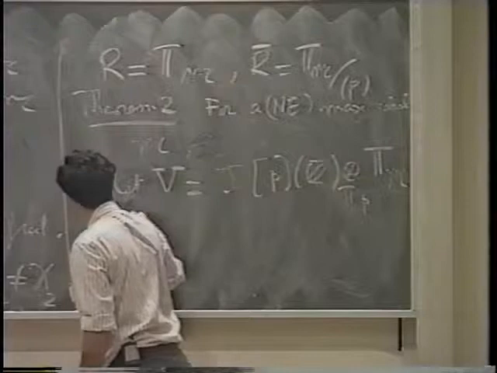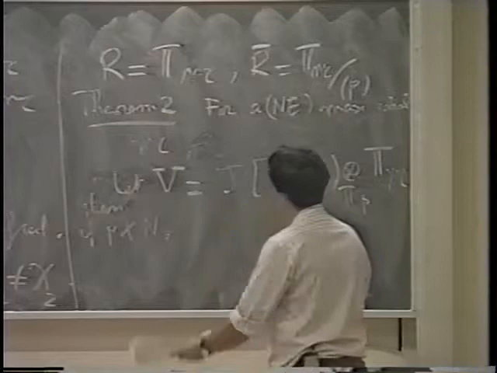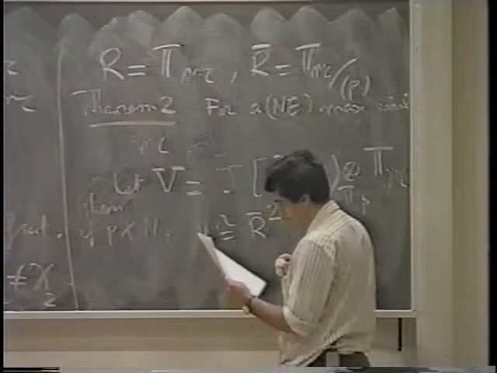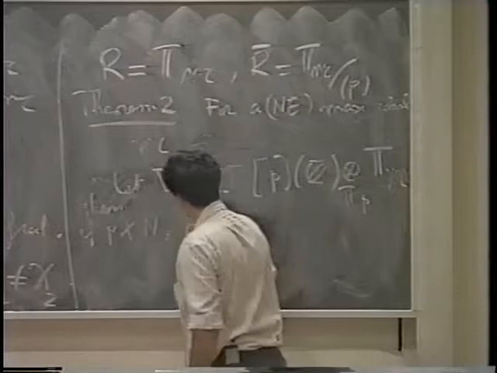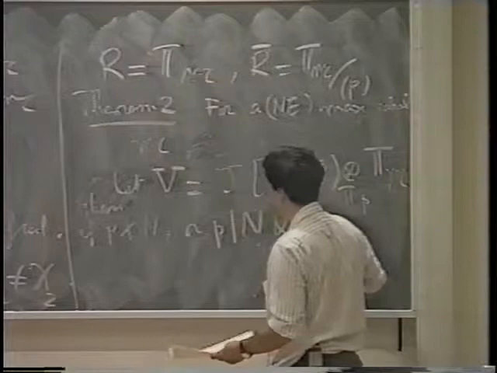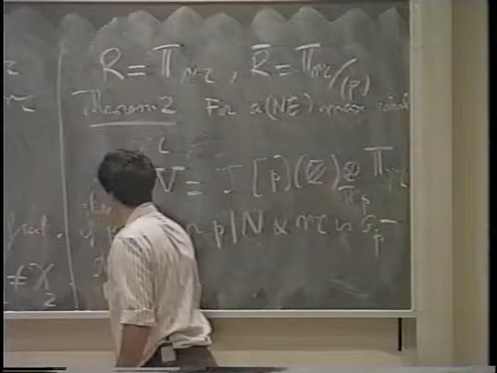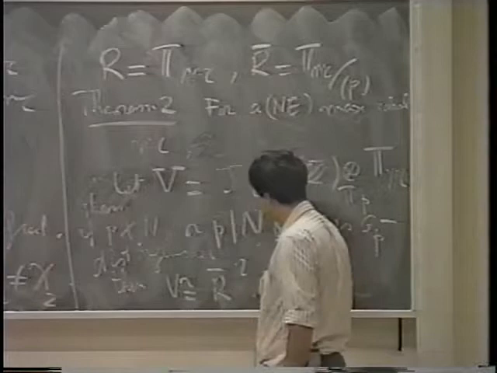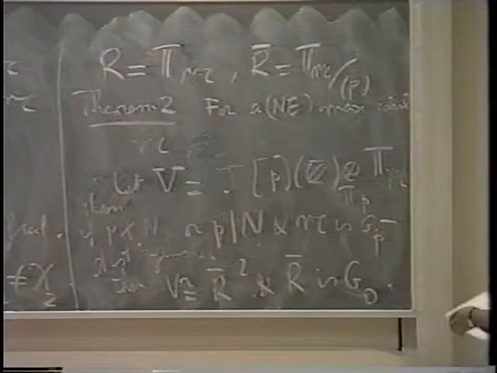Then, if P does not divide N, then V is free over R bar. Or if P divides N and M is G_P-distinguished, then V is free over R bar, and we prove at the same time that R bar is Gorenstein. So that's the main theorem.